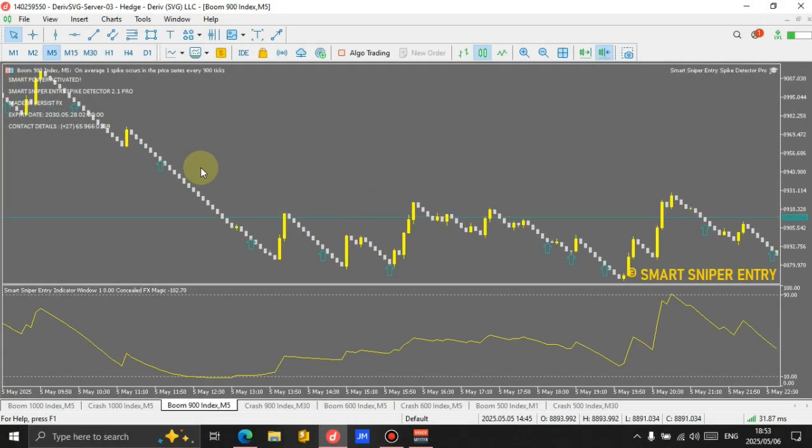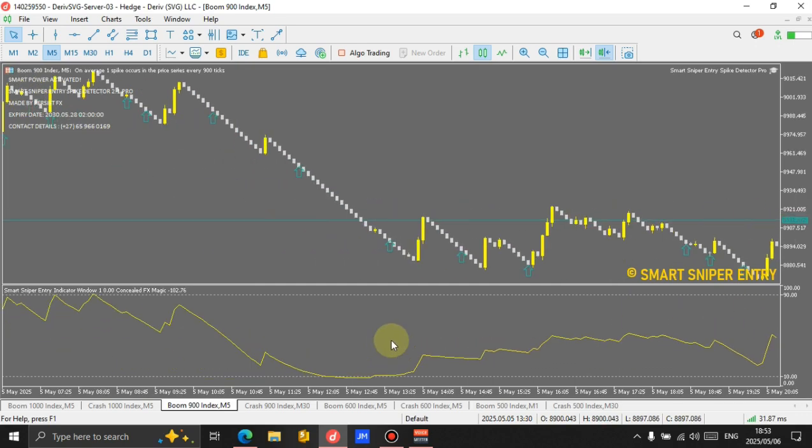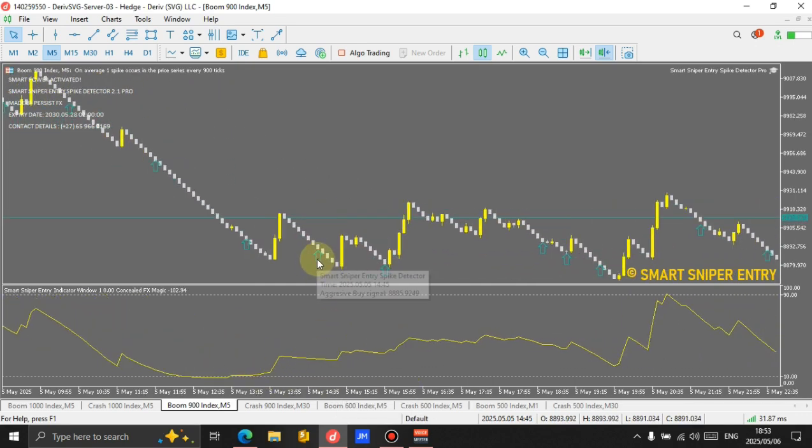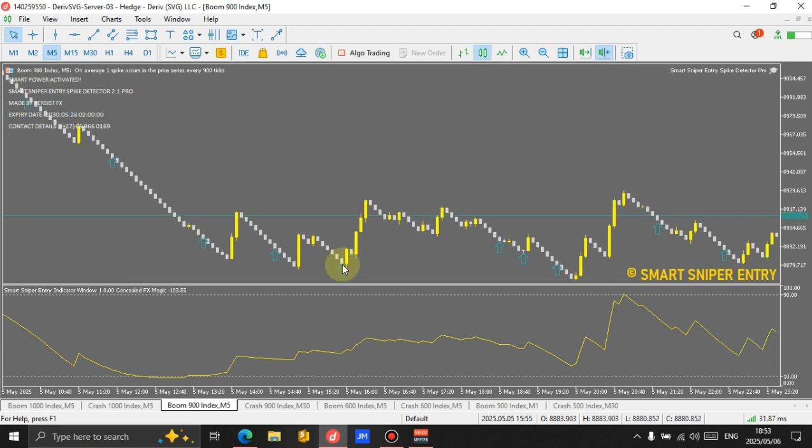Here's another example on the Boom 900 pair. Our indicator got to the oversold level. Here was our first signal, but as you can notice, here you would have taken a loss. But just because you took a loss doesn't mean you won't enter the next signal as well. And as you can notice, if you entered again over here, you would have recovered from that loss and made back your profits as well.